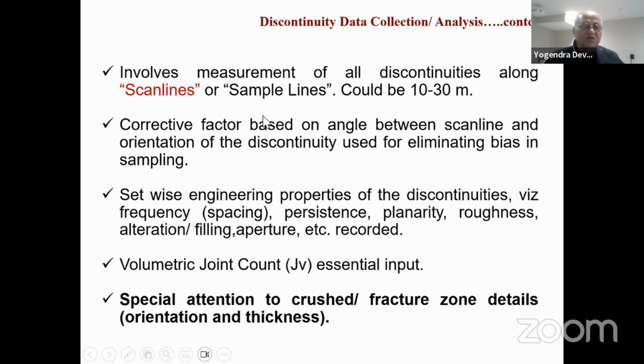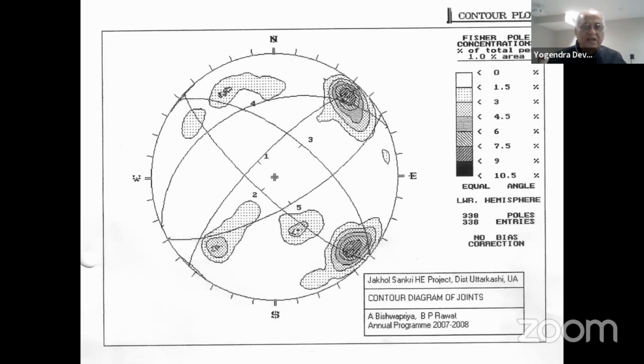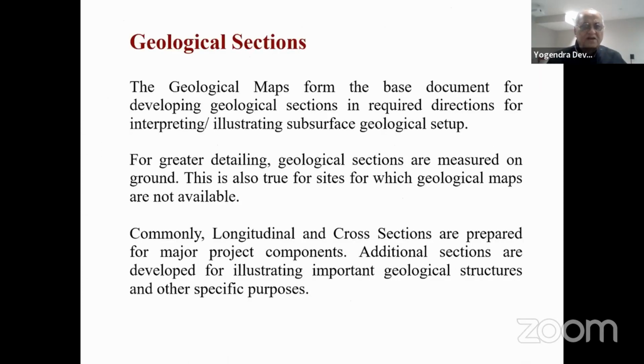And in these scan lines, special attention is to be given to the crush and fracture zones' details, orientation, and thickness. From this, you will also find out the spacing of these fracture zones and crush zones, which will be of great importance when you are trying to work out the poor and very poor rock masses, rock classes along a tunnel, which will tell you what the problems are and what the percentage of these particular zones is. This is the stereo plot you prepare after that.